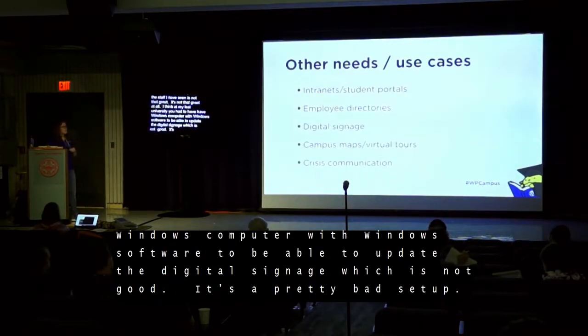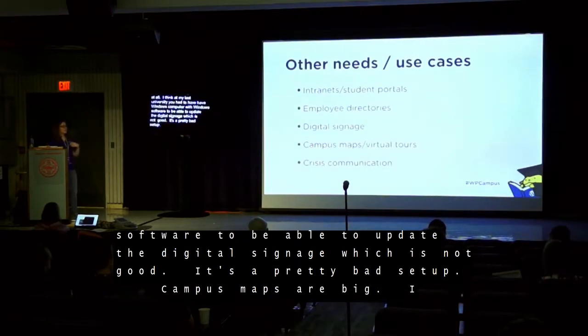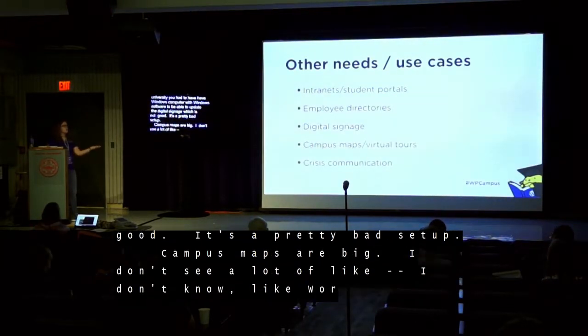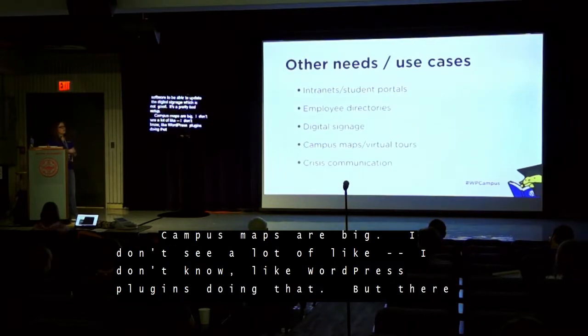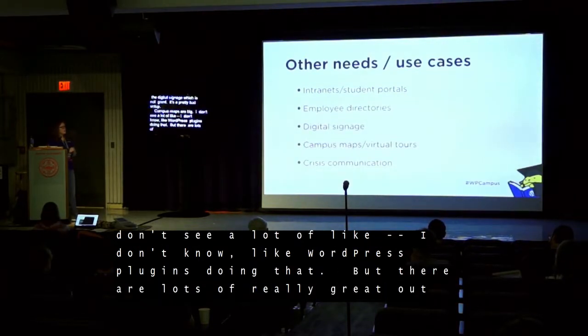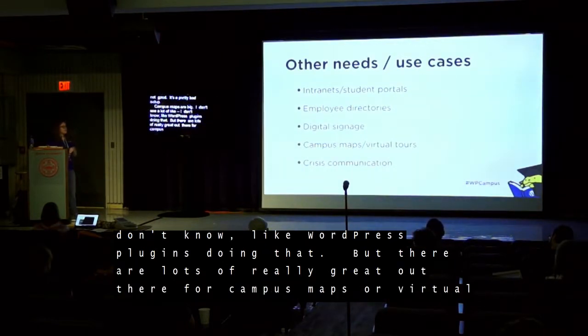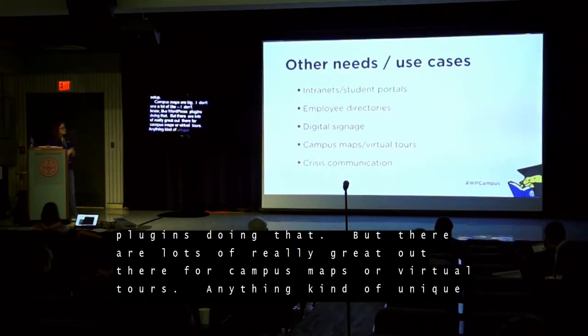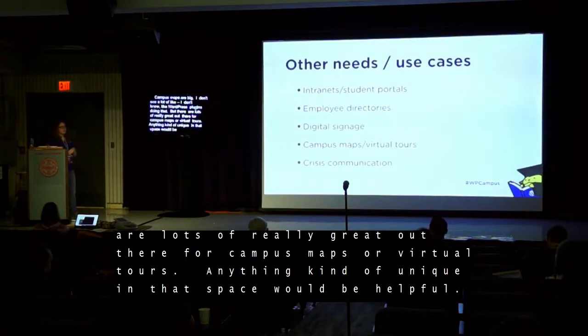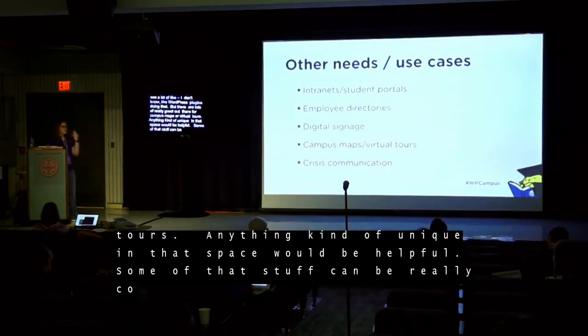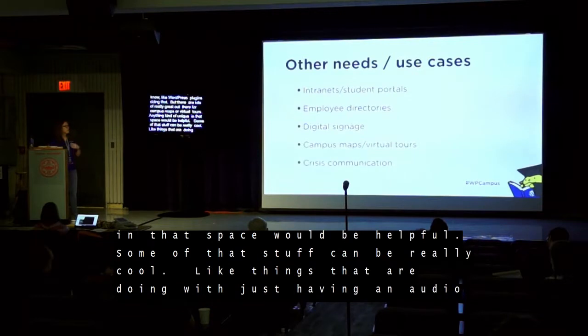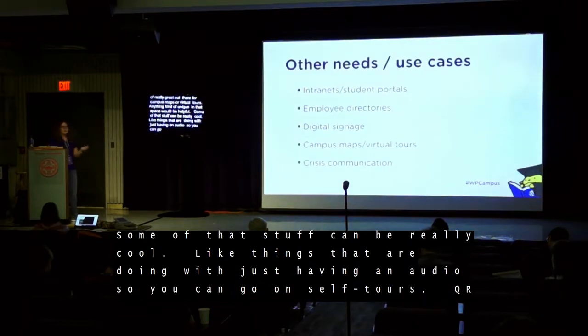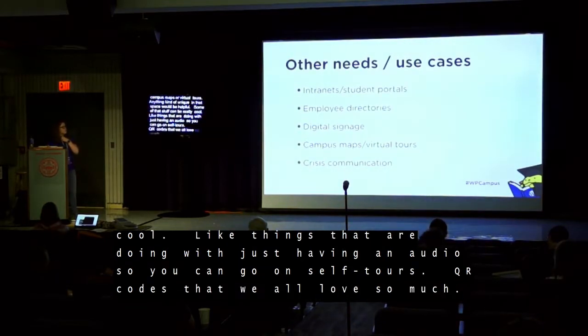Campus maps are big. I don't see a lot of WordPress plugins doing that, but there are lots of really great setups out there for campus maps and virtual tours. Anything kind of unique in that space would be helpful. Some of that stuff can be really cool, like things that people are doing with just having audio, so you can go on self tours, and QR codes that we all love so much. Things like that, that is a cool space when it comes to campus tours.